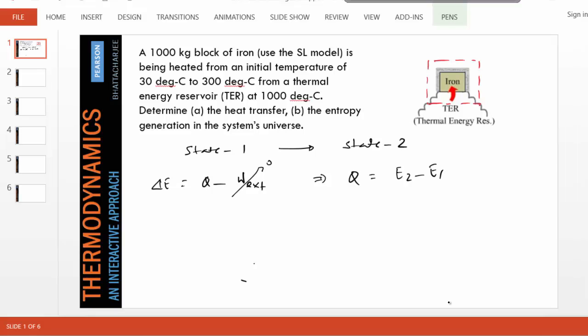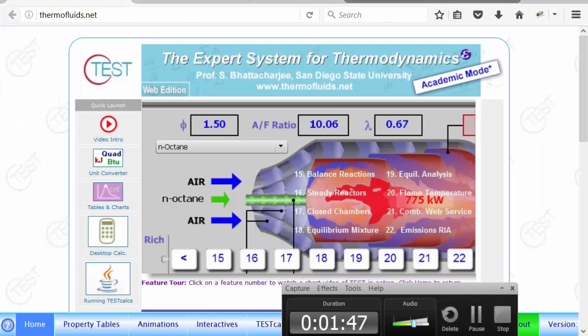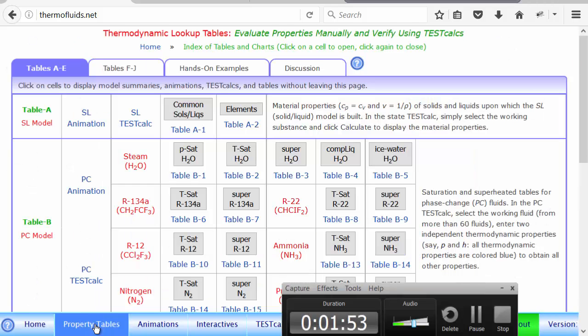And of course, if we neglect KEPE, kinetic and potential energy, which is kind of obvious, there is no change in KE and PE in this problem. So the problem becomes m times small u2 minus u1. And if I use the SL model for that, then it becomes m C_V (T2 minus T1). So now, therefore, Q, if I substitute the values given, 10,000, and the C_V value, for that, we go open test and go for the property tables and common solids and liquids.